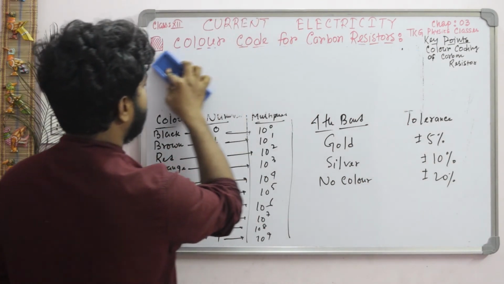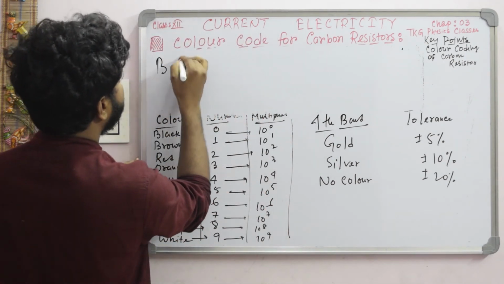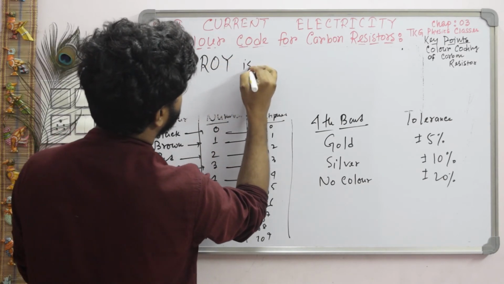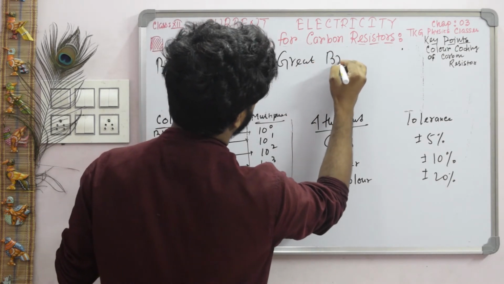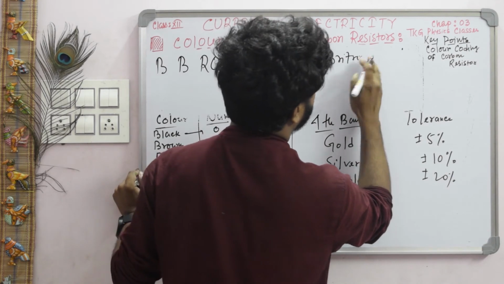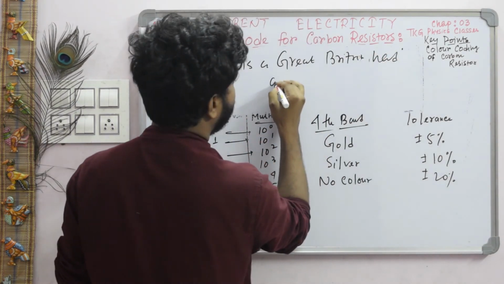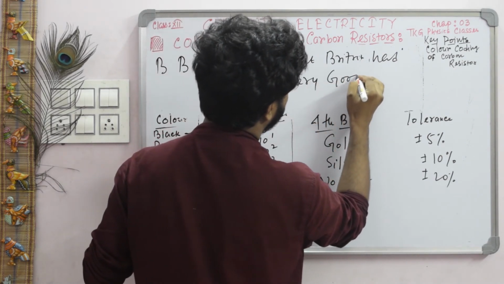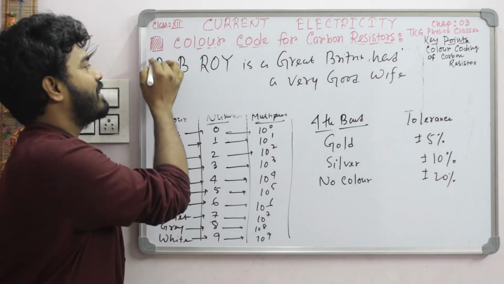The sentence is: B.B. Roy is a great Britain, had a very good wife. You just memorize this sentence.